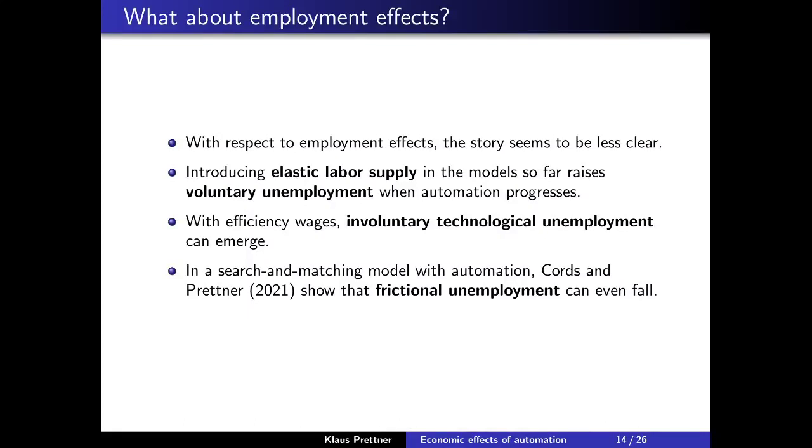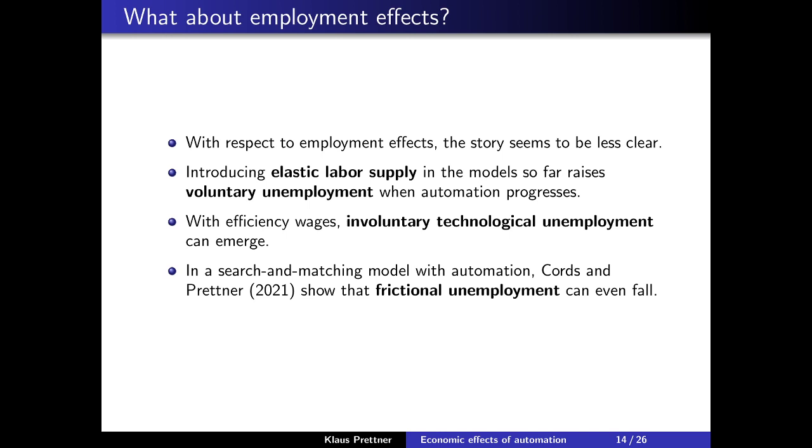Next, what about the employment effects? Here things are not so clear, actually, because there are many different ways of introducing unemployment in such models. Of course, a straightforward thing to do is to introduce elastic labor supply in the models that I just presented. And here, voluntary unemployment would actually increase as automation progresses. So voluntary unemployment becomes a second margin to adjust when automation takes place. The other one was the wage, so we would have two margins of adjustment then. But this is arguably not so interesting; people are typically not very interested in the effects of automation on voluntary unemployment, but more on involuntary unemployment.